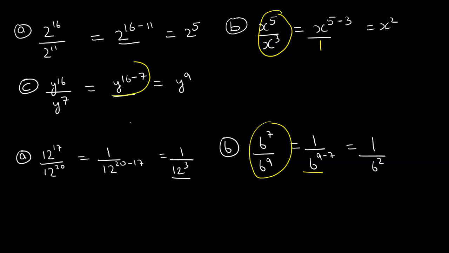For this one, y to the power of 16 was bigger in the numerator, so we have to do the subtraction in the numerator. That's why we had to write y to the power of 16 minus 7. Whereas in this case the power was bigger in the denominator, 20 was bigger than 17, so we did it in the denominator because it was bigger in the denominator. So we will take a few more examples. I hope this will clear all the confusions.